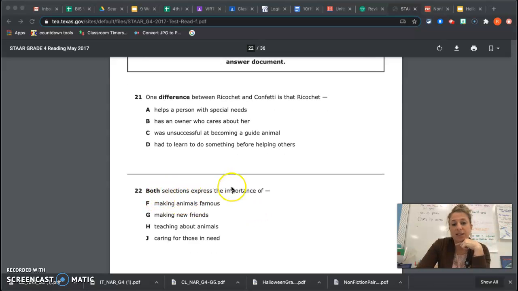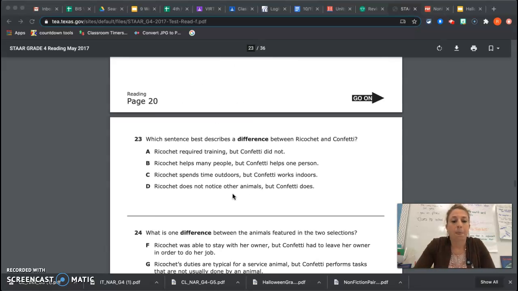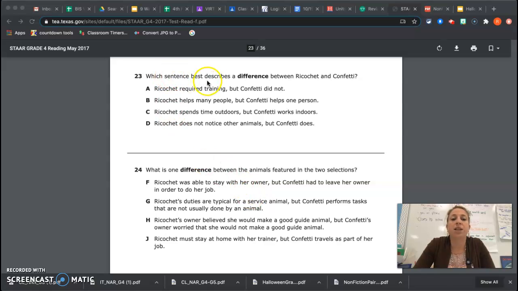Both selections express the importance of. So both stories say this, or both stories say that. Which sentence best describes a difference? So right here, Ricochet required training, but Confetti did not. And I would have to think to myself, did Ricochet have to be trained or did he just know how to do that? And I could mark out those key words, like maybe he didn't have to be trained. He just knew what to do. And again, what was another difference between them? So we're going to have a practice question like that today.